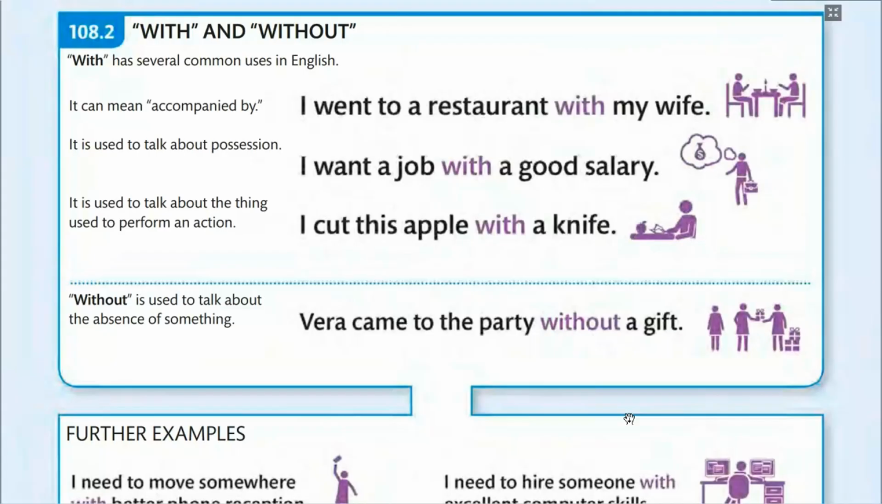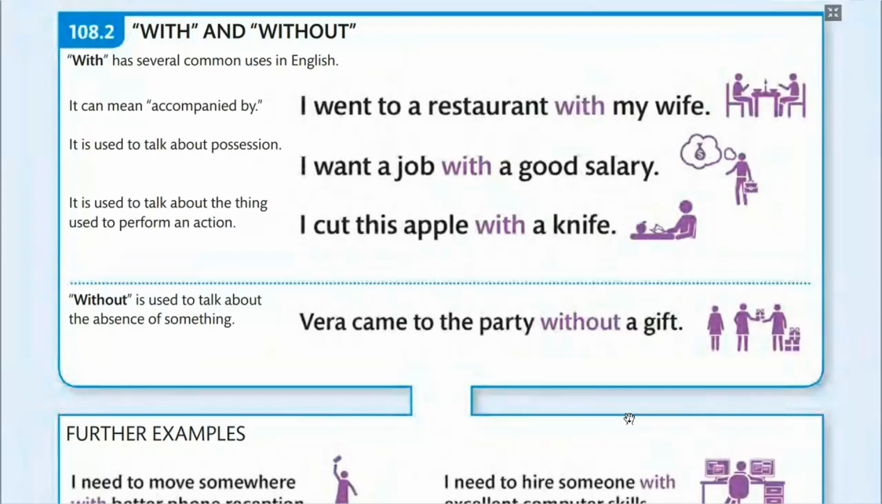It is also used to talk about possession. I want a job with a good salary. That is a job that comes with a good salary, possession. It is also used to talk about an instrument that you use to perform an action. I cut this apple with a knife. That's the instrument that you use.